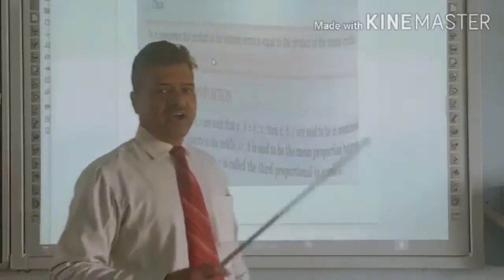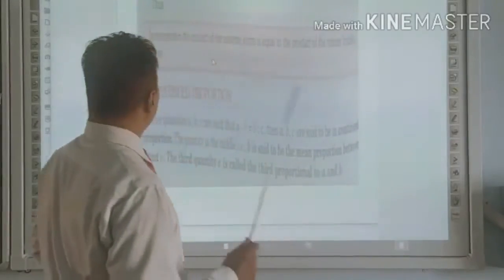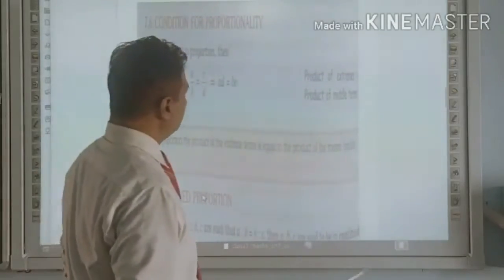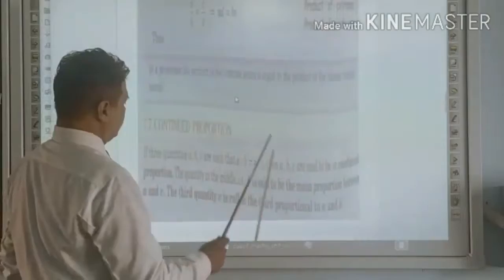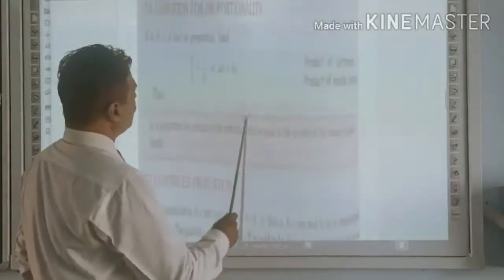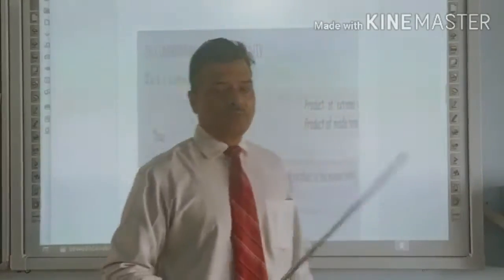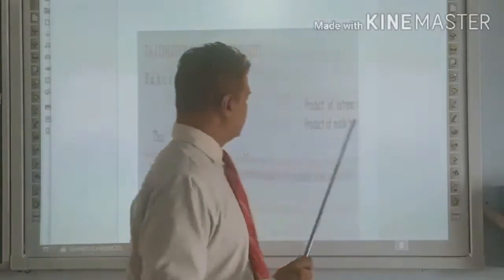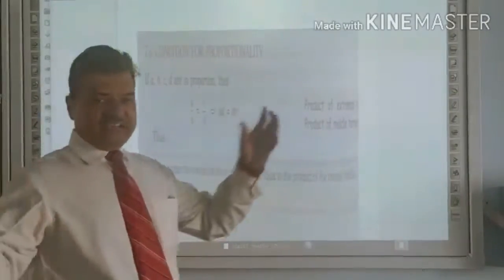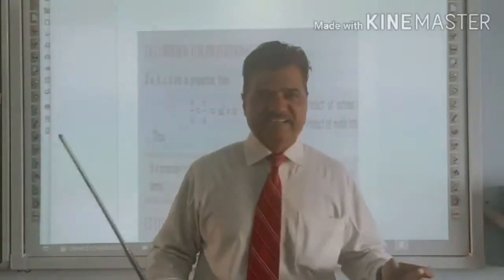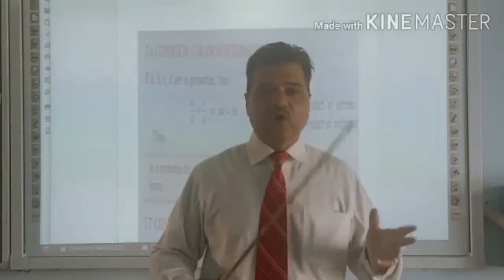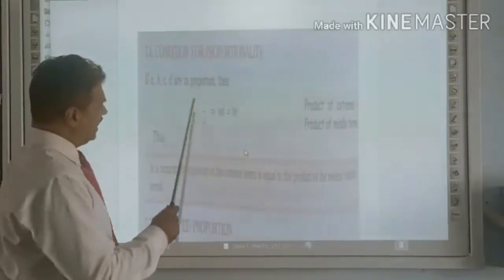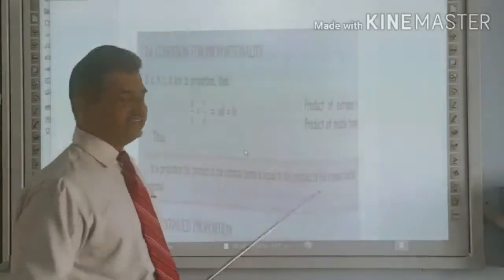This is a new condition. One more thing I want to discuss with you: in a proportion, A ratio B is equal to C ratio D. The outer parts are called extremes and the inner parts are called means. So B and C are the inner, mean parts, and A and D are the exterior, extreme parts.